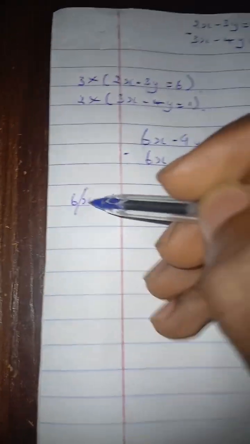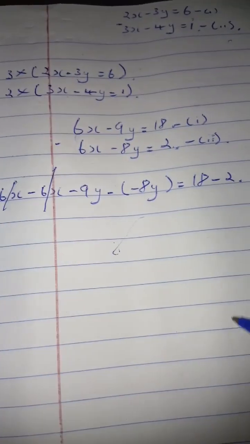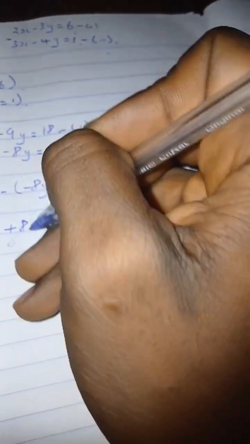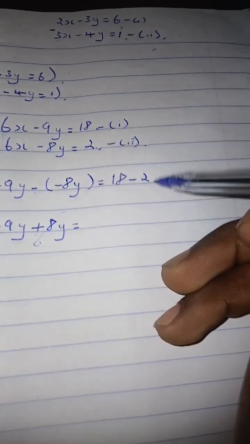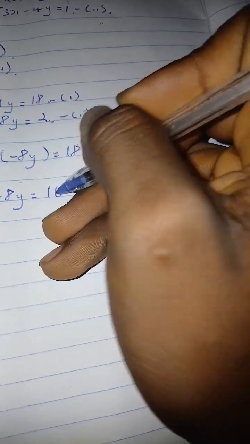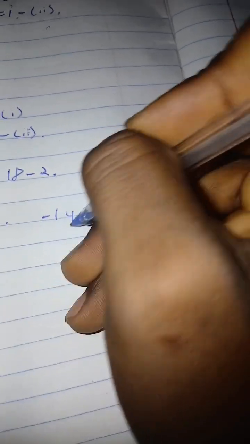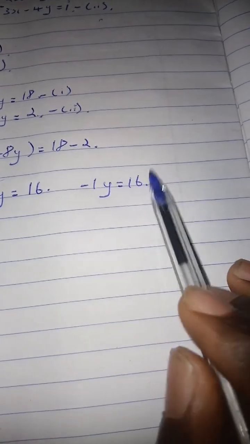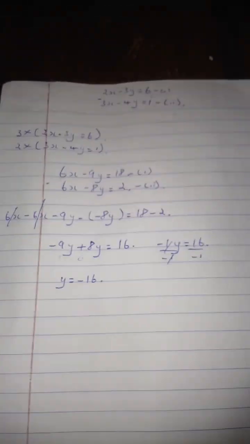Now what do you notice? 6x, we cancel out 6x, so we're left with minus 9y. Minus times minus is plus, so we have plus 8y equals 18 minus 2, that is going to give us 16. Minus 9y plus 8y will give us minus 1y, which equals 16. So divide both sides by negative 1 because we have to find y. Our y therefore is equal to negative 16. That is the value for our y.